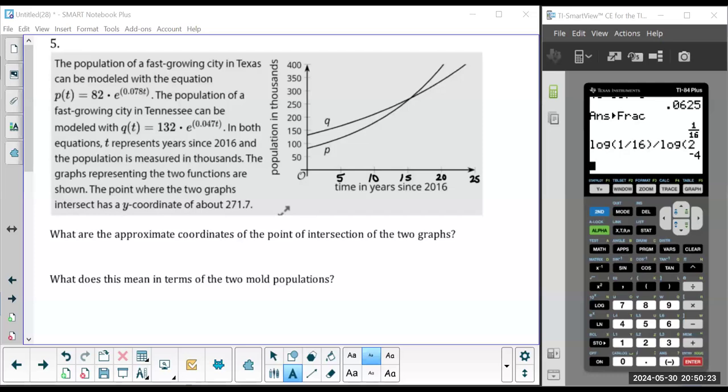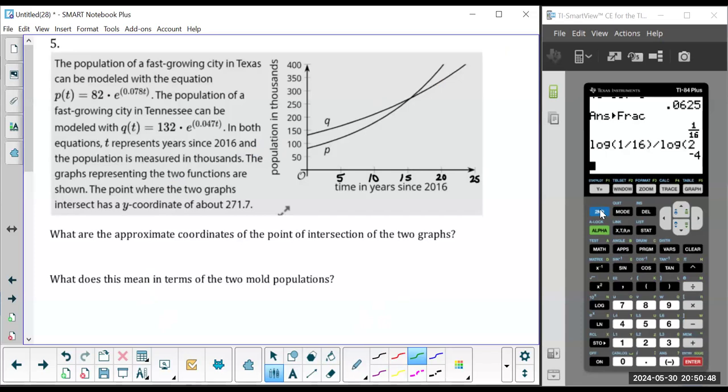All right, this video is going to be on question 5 and 6. 5 is super easy, so we're going to do this really quickly. So we have two fast-growing cities in Texas. One can be modeled with that 82 equation, and then the other one, in Tennessee, can be modeled by that 132 equation. Both of them have e's, which, remember, is just a number, kind of like pi. It's an irrational number.